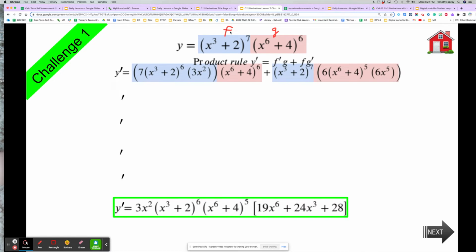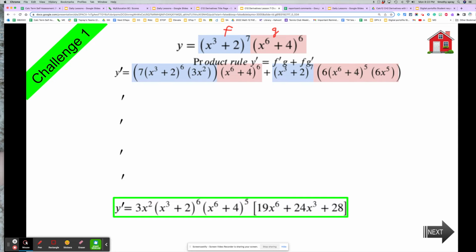So the derivative of this guy, remember, will be 7x cubed plus 2 to the power 6 multiplied by 3x squared, the derivative there. And notice that that's f prime right there. That whole blue piece is f prime. This is G, so we're going to write that down exactly as we see it. And then right here, this is F. We'll write it down exactly as we see it. And then right here, the derivative of G is going to be 6x to the power 6 plus 4 to the power 5 multiplied by the derivative of that little guy in there.